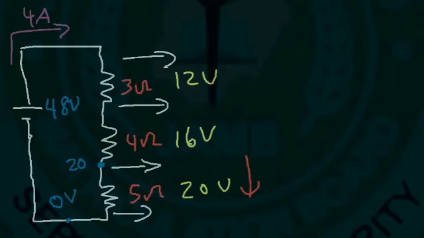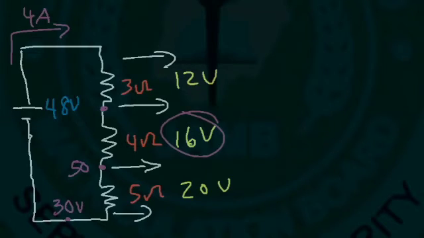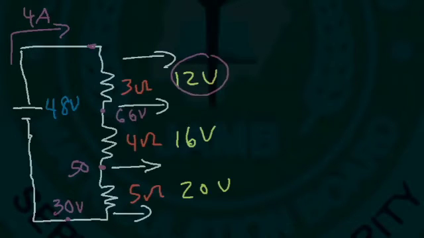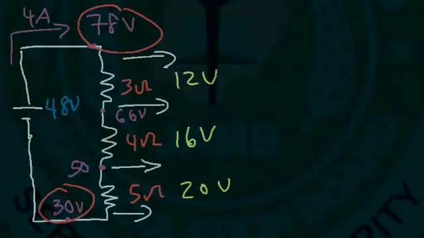Now let's say the voltage at this point was 30 volts. What is the voltage at this point? So we know it's going to be 20 volts higher since the current is flowing in a downward direction. So it's going to be 30 plus 20, which is 50. And at this point, it's going to be 16 volts higher than 50. So it's going to be 66 volts. And at this point, it's 12 volts higher, which is 78. So the difference between these two is still 48.